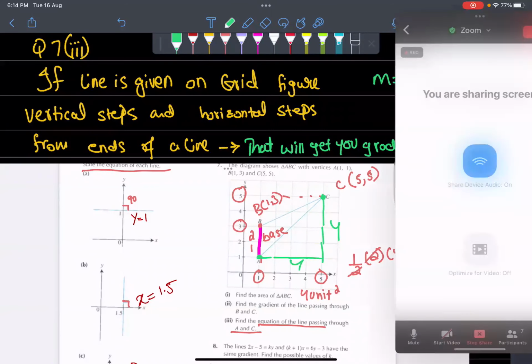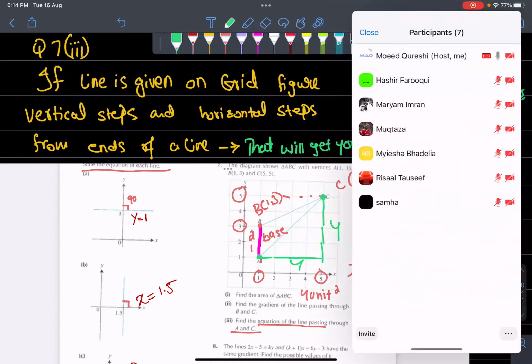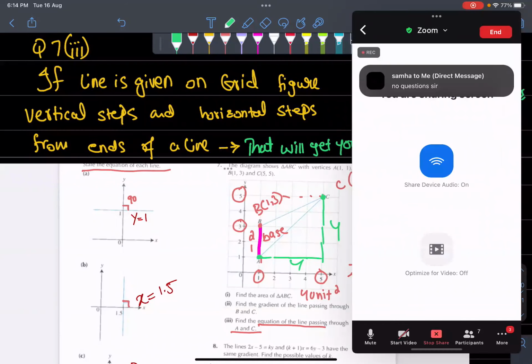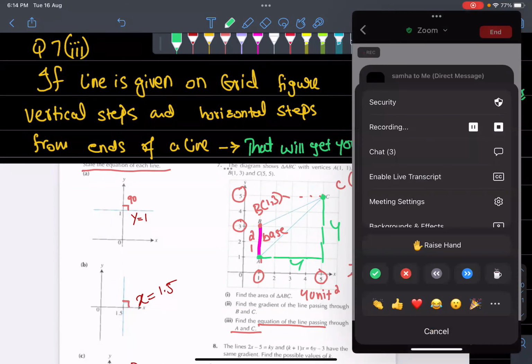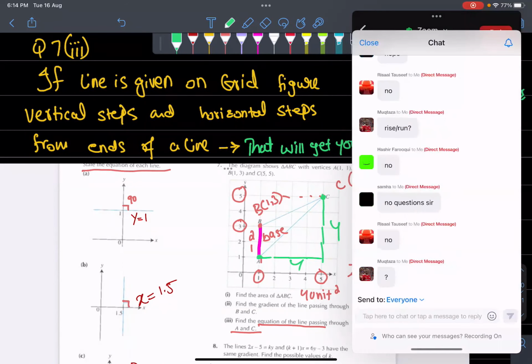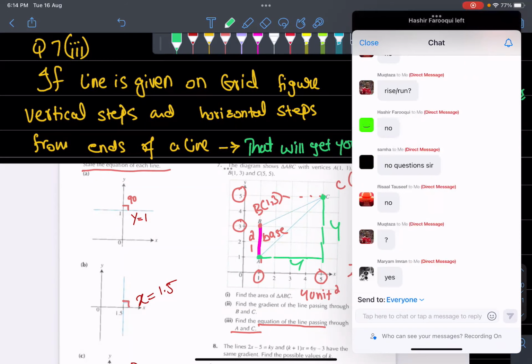Any questions, please ask me, and the class has ended now. After the query, class has ended. Okay. If there is any question, please ask me. She has left the class. Now, Hashir, Maryam, Muqtaza, Maisha, Risal, Sama. Any question? This shortcut is important, which I just discussed. It is important. Maryam and Maisha, please tell me if the concept is clear, I'll end the class and then we'll continue on Thursday. We will do past papers on Thursday. Almost, I think, 90% of concepts of coordinate geometry.